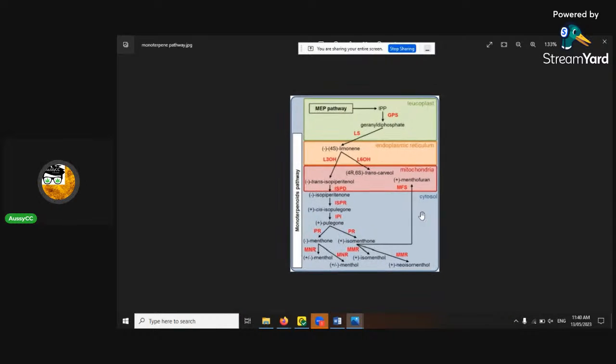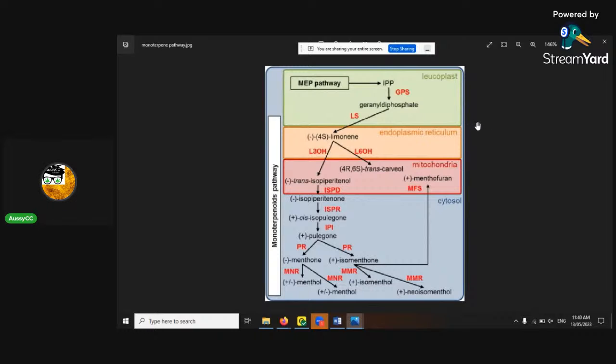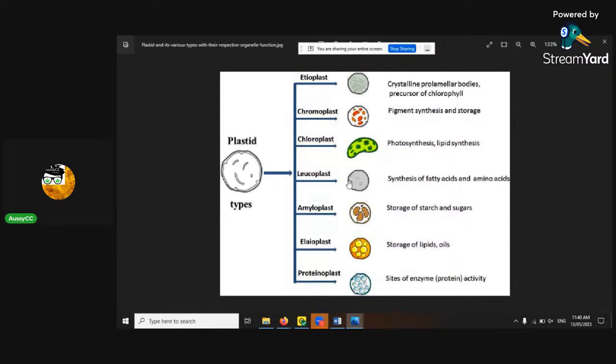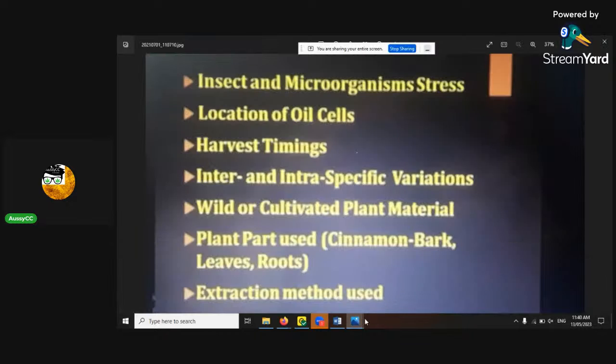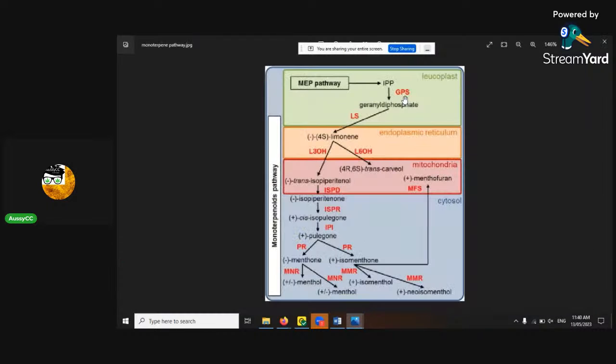Here's a pathway of the monoterpene pathway that goes through different plastids. So I'll start off in the leucoplast, which, remember, is the synthesis and storage place for fatty acids and amino acids, and that type of plastid in the plant. It starts off there and goes into the organelles inside of the plant, into its endoplasmic reticulum, then into the mitochondria, and into the cytosol, and then it's available.